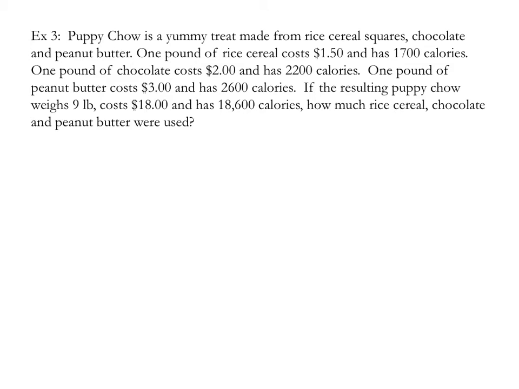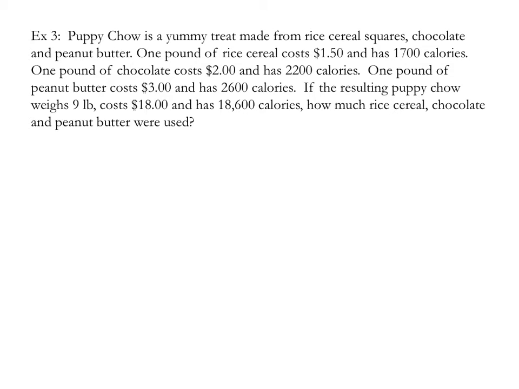So this last one talks about puppy chow. It is made of rice cereal squares, chocolate and peanut butter, if you didn't know, and lots of powdered sugar. 1 pound of rice cereal costs $1.50 and has 1,700 calories. 1 pound of chocolate costs $2 and has 2,200 calories, and 1 pound of peanut butter costs $3 and has 2,600 calories.